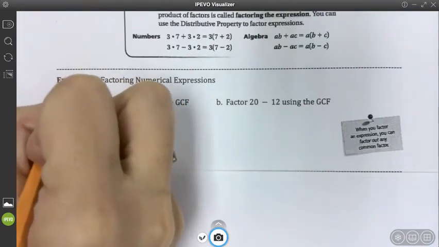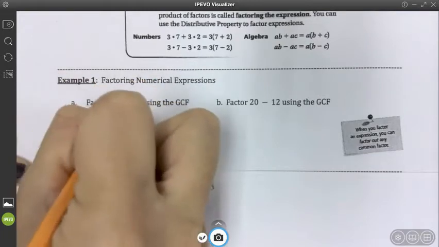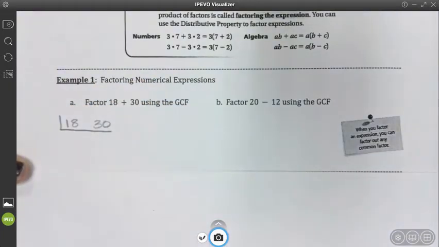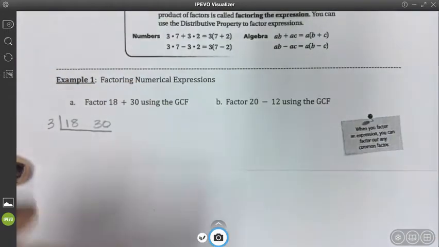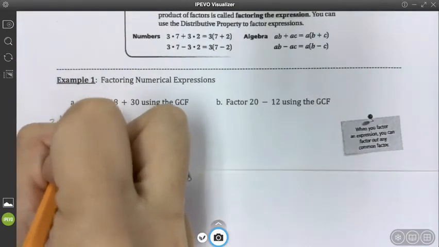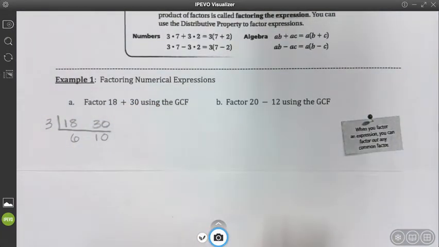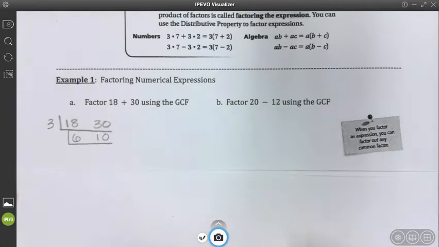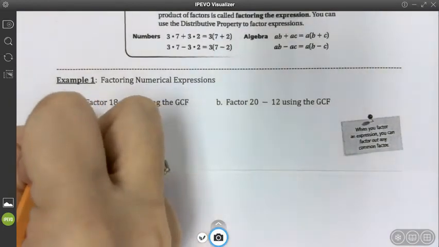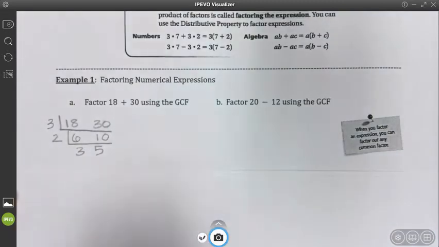So we have 18 and 30, and you take out any common factor that they share. So I'm going to say, let's say 3. 18 divided by 3 is 6. 30 divided by 3 is 10. If what you have now can still have a common factor taken out, you continue going. You create a second tier to your upside down cake. 6 and 10 have a common factor of 2. You divide, and we're stuck with 3 and 5.